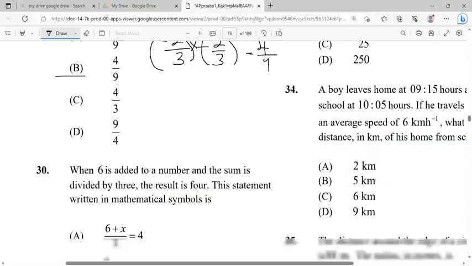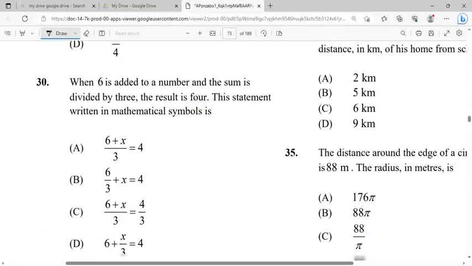When 6 is added to a number and the sum is divided by 3, the result is 4. This statement written in a mathematical expression: so when I say 6 is added to a number, so the number x, 6 plus x, and divided by 3, and the result should be 4. So that's A. So right there, they give you a nice little one to top it off.